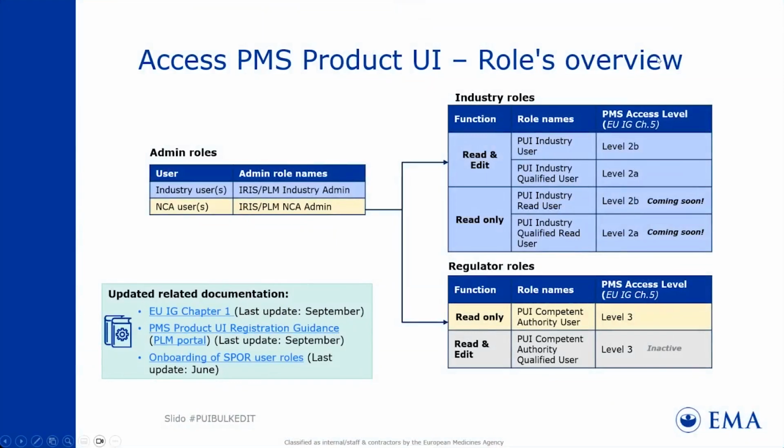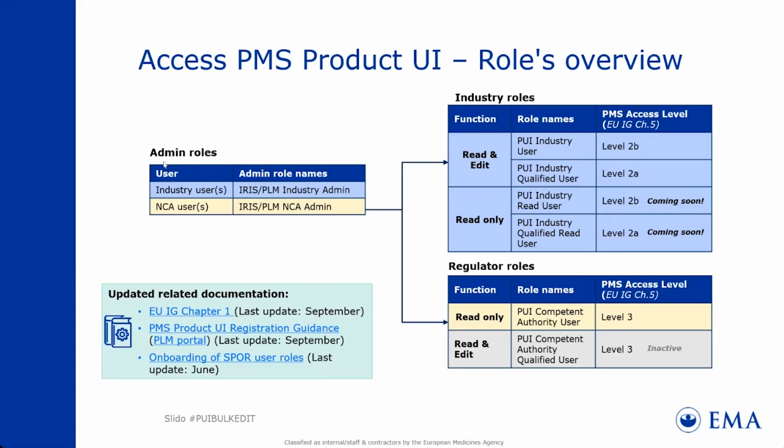Again, you might be very familiar. We just elaborated a bit more on which are the roles. The very first important thing is that we have updated a bunch of documentation related to the registration process. This is chapter 1, which was updated in September, so last month. Then also the POI registration guide with the new role that I will announce today, and also the SPOR onboarding of SPOR user role, which reports aligned information on the new role for industry.